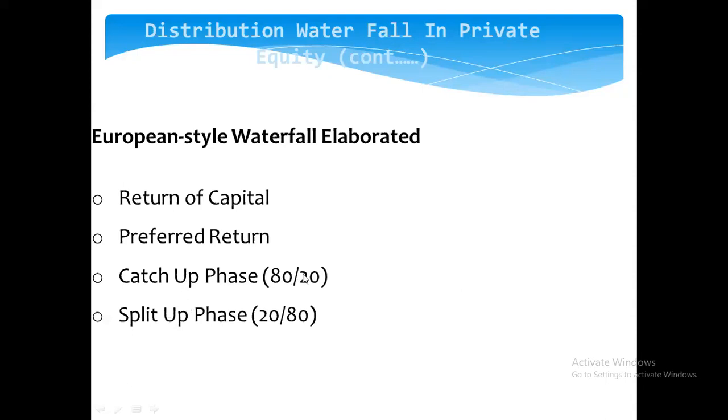Next, once this stage is over, comes the split phase. Some people call it the carry phase, wherein the GP would get 20% and the remaining 80% would be given back to the LPs.